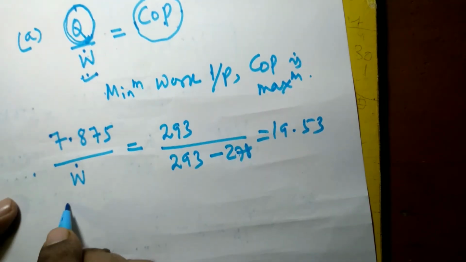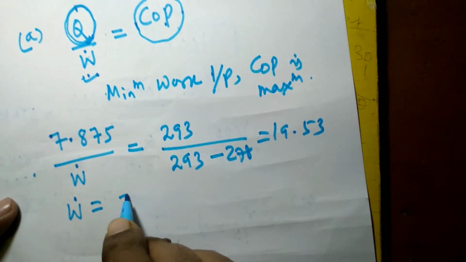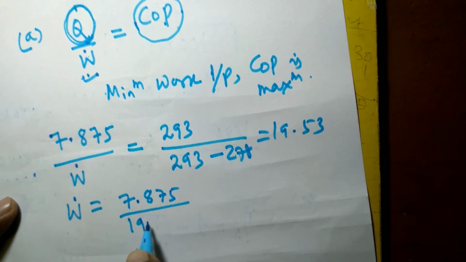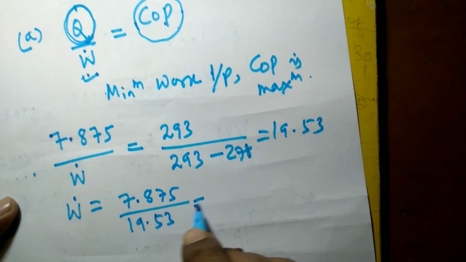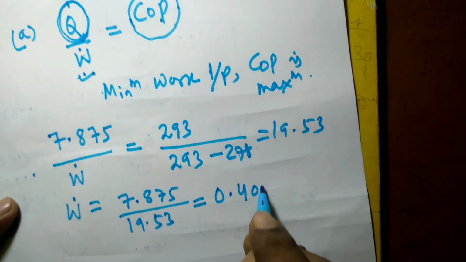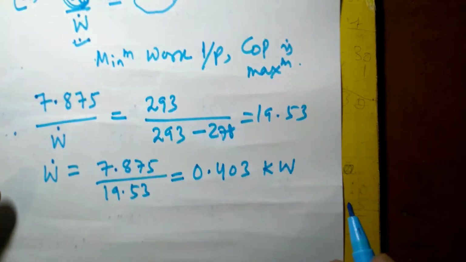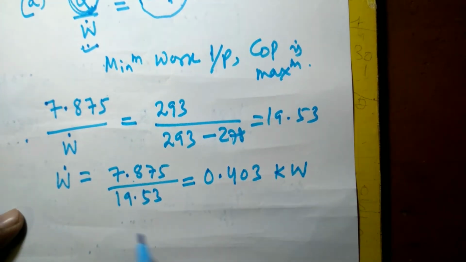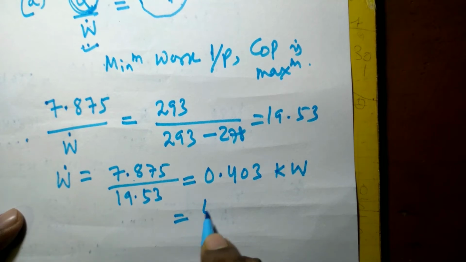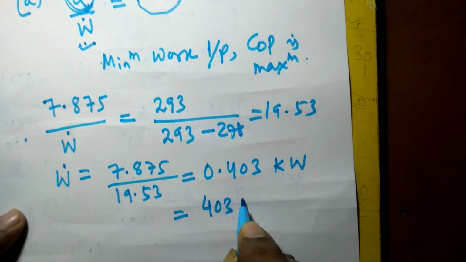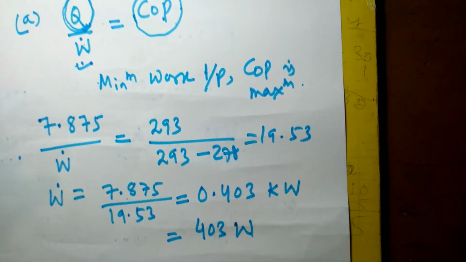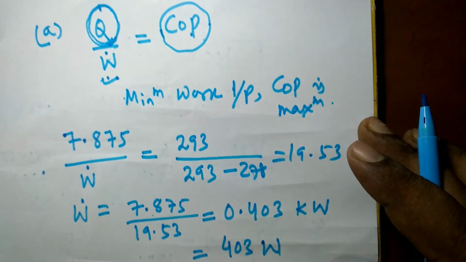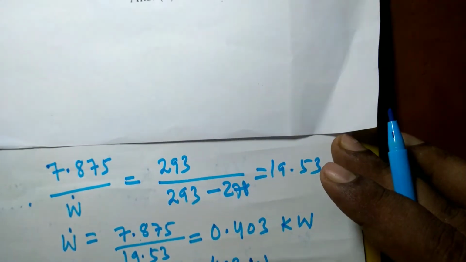19.53. So now W dot is equal to 7.875 divided by 19.53 is equal to 0.403 kilowatt, because 7.875 is in terms of kilowatt, or I can express it in terms of watt, that is 403 watt. This is the minimum work input required in winter to maintain the temperature of the room at 20 degrees Celsius.